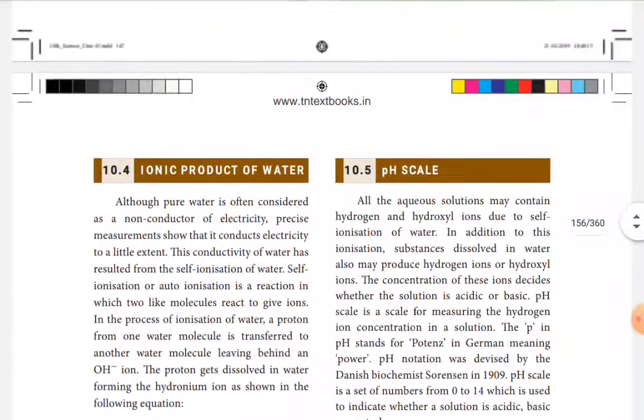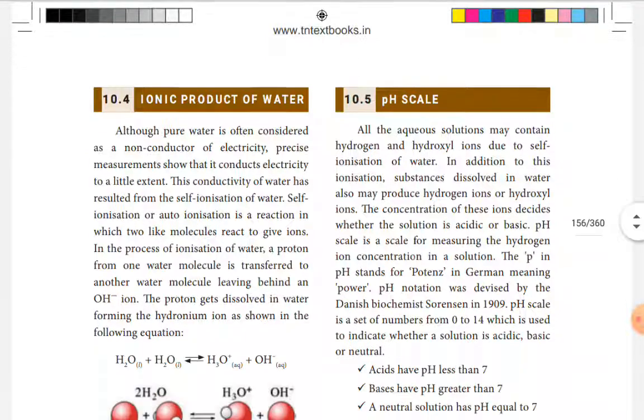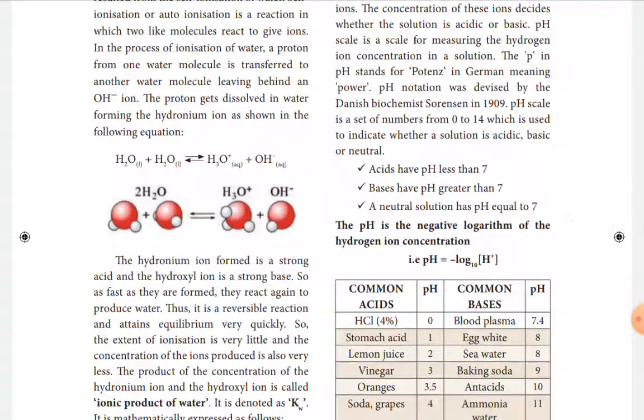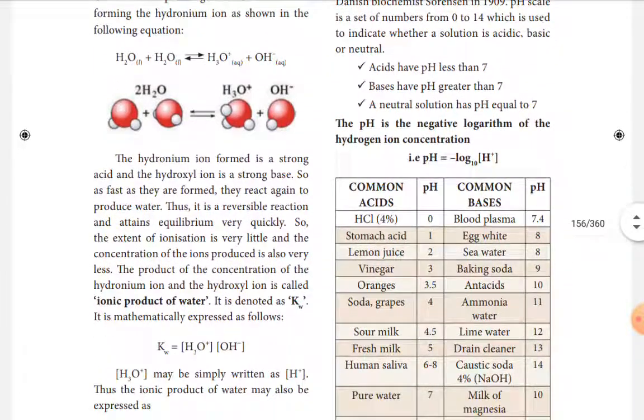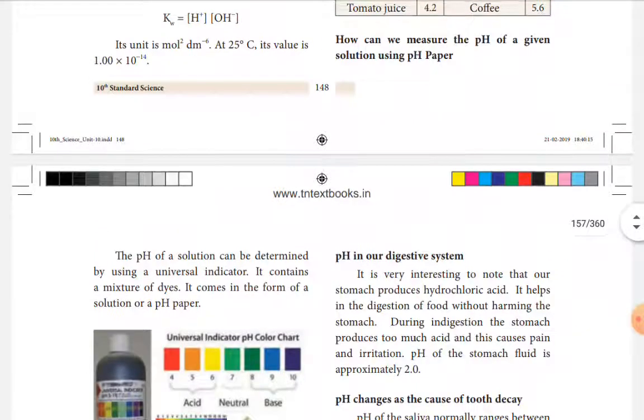Next, see the pH scale. pH is the power of hydrogen ion concentration, or the potential of hydrogen ion concentration. When pH is less than 7, solutions are acidic in nature. When pH is greater than 7, solutions are basic in nature. If the pH is equal to 7, the solution is neutral. The pH is the negative log of hydrogen ion concentration: pH = -log10[H+]. Some examples are given of acidic and basic solutions.